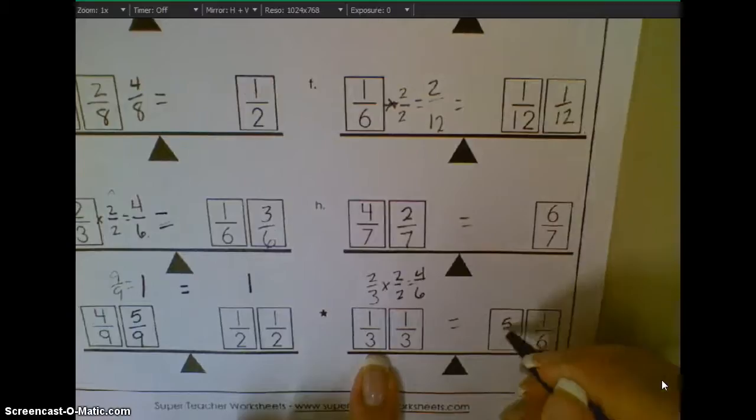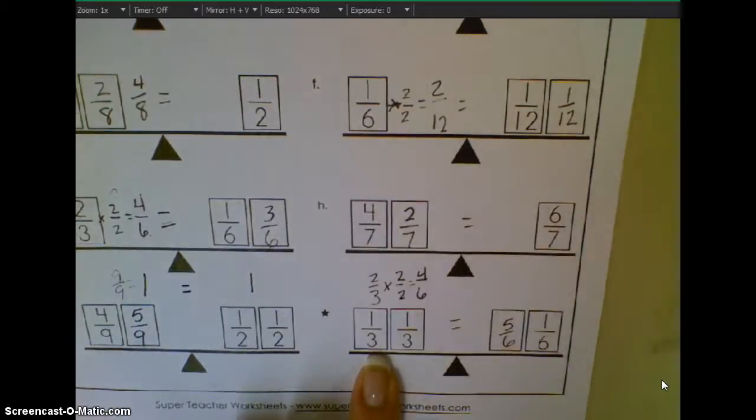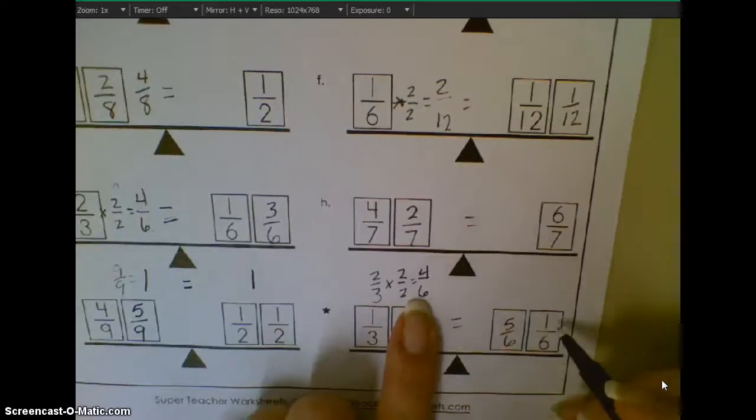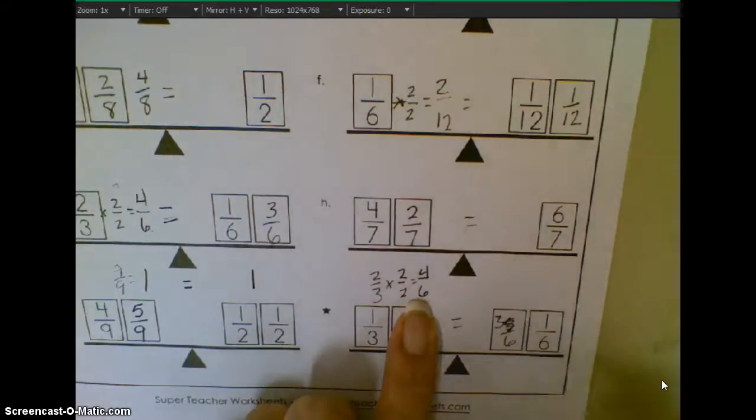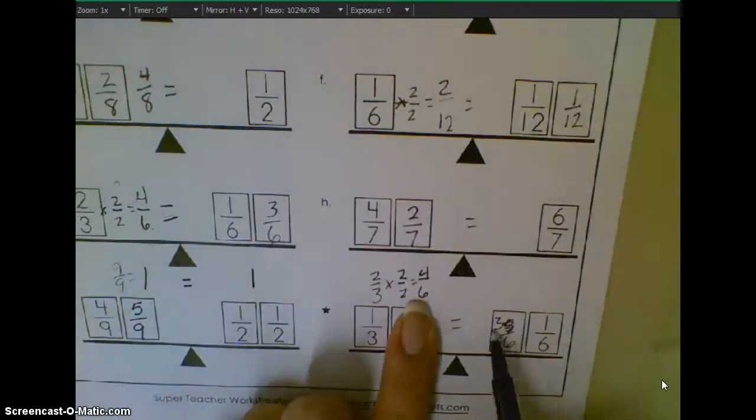1/6 plus 5/6 will equal, uh-oh, what did I do? I did the wrong number. I want it to equal 4/6. So 1/6 plus 3/6 should equal 4/6. 3 plus 1 will equal that 4.